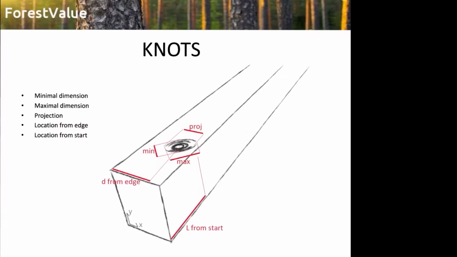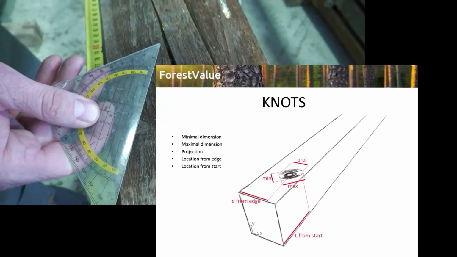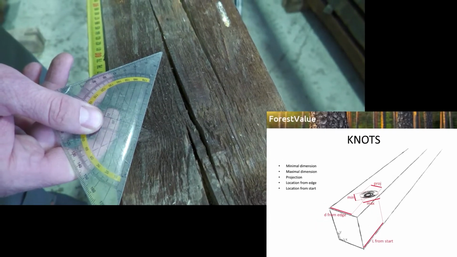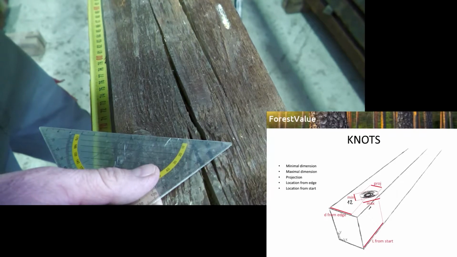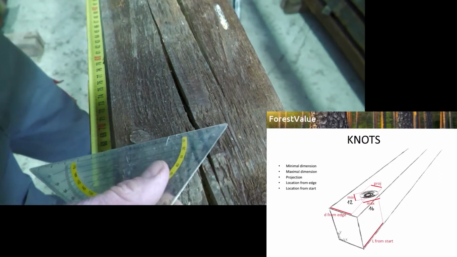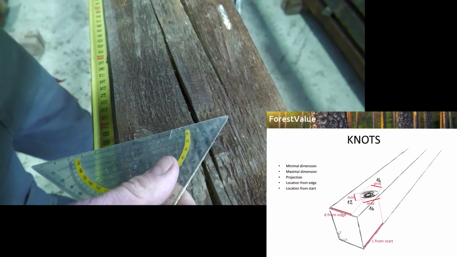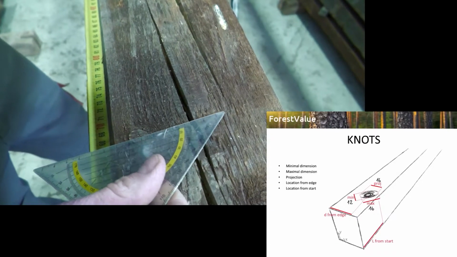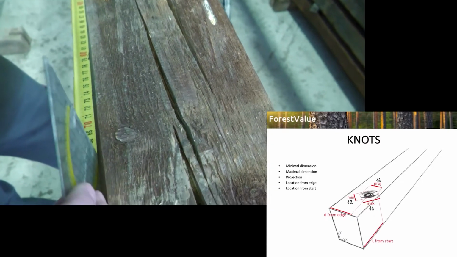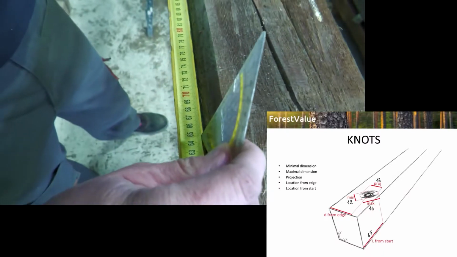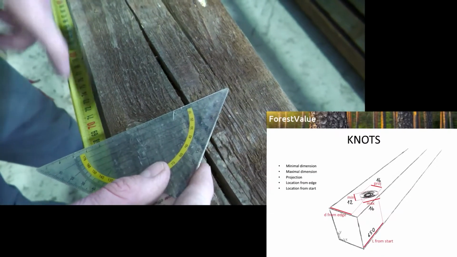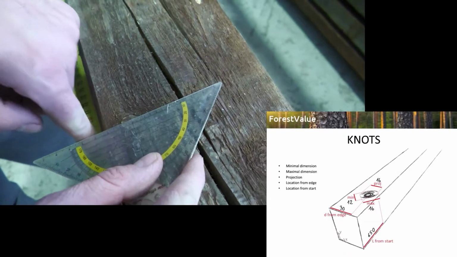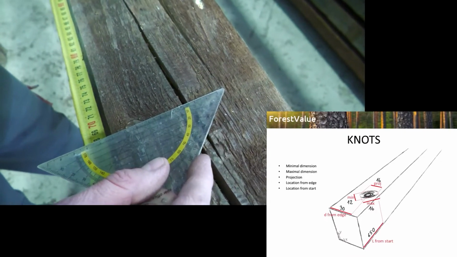Next, we also measured the knots with a diameter of 10 millimeters or bigger. We measured the minimal and the maximal diameter, as well as the diameter of the knot perpendicular to the length of the board. To be able to also calculate knot area ratios for clusters, we also measured the location from the start of the piece and position from the edge of the surface. Again, this was done on all sides of the specimen.